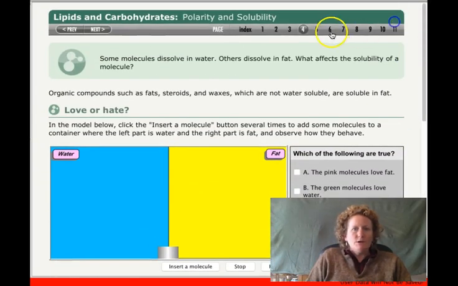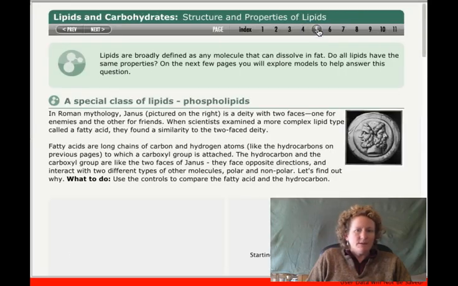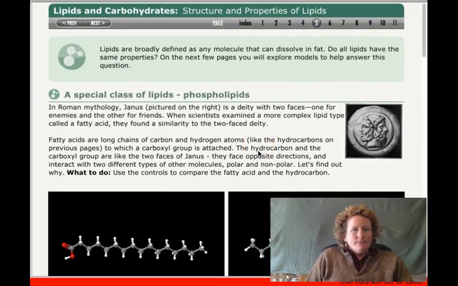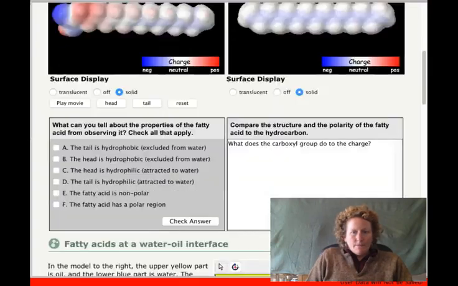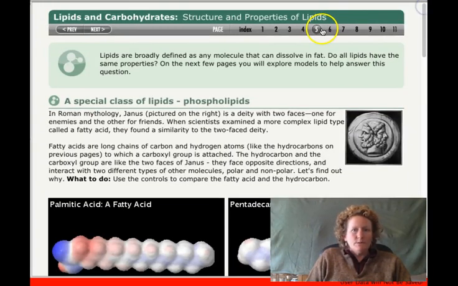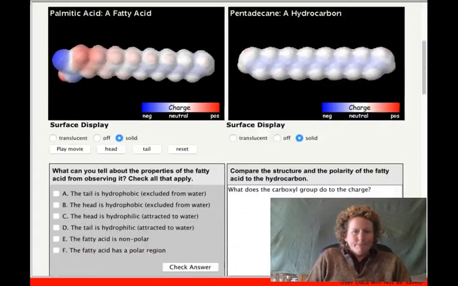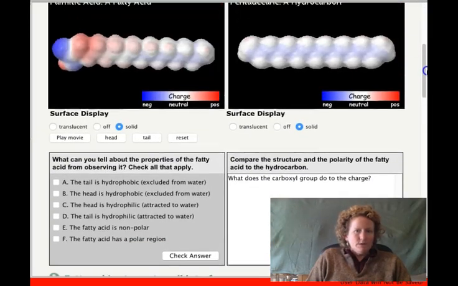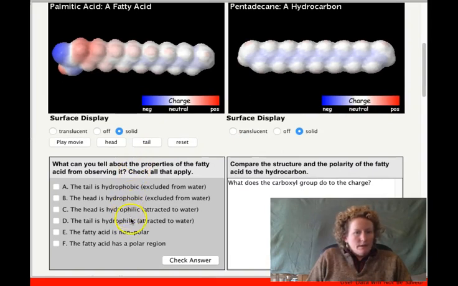That's an uncharged molecule. It's not a fatty acid. So the tail here is not charged, so it's not going to like water.